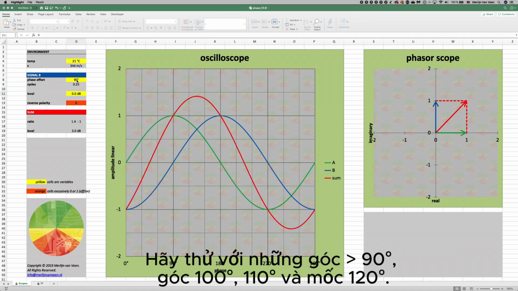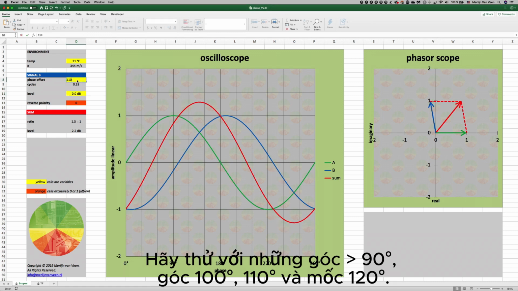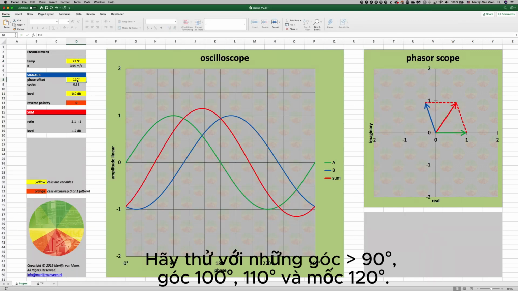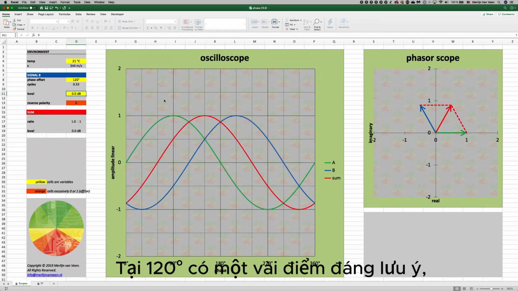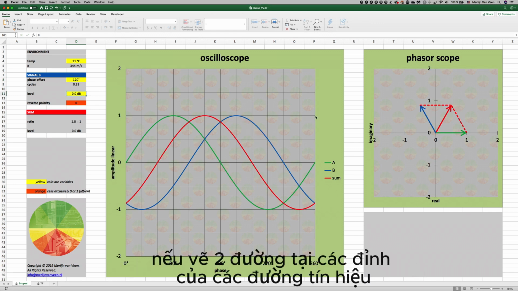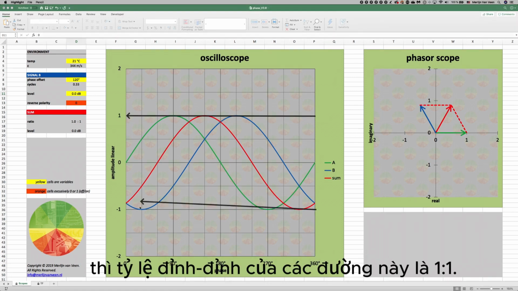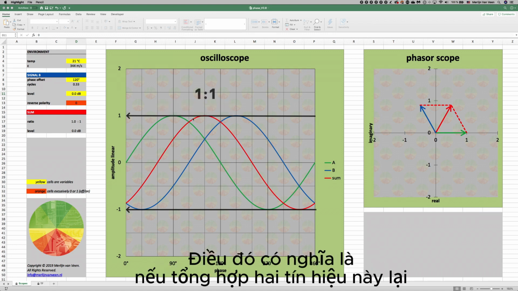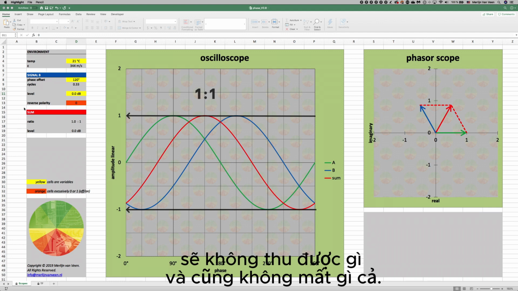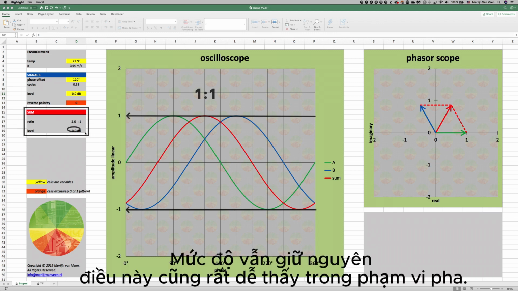Okay, so let's go beyond 90 degrees. Let's go to 100 degrees and then continue to 110 degrees and stop at the next milestone, the third milestone, which is going to be 120 degrees. Because at 120 degrees, something interesting happens. Notice that if I draw an imaginary line over the peaks of all signals, the peak-to-peak ratios of all those signals remain 1 to 1. Everywhere we look, we see a 1-to-1 ratio. And that means that if we sum these two signals together, we don't gain anything and we don't lose anything. The level stays the same.